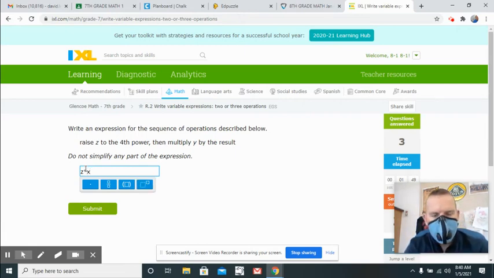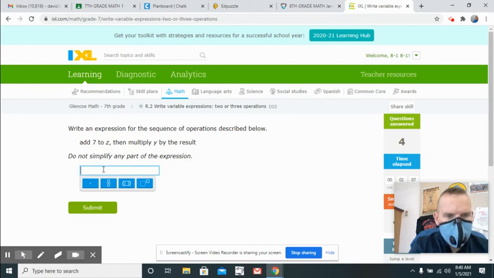And then let me try to multiply it by y using the letter x. Notice the computer will not recognize it. It'll think this is z to the 4th, xy. So with multiplication, please make sure you use the little dot right here for multiplying.